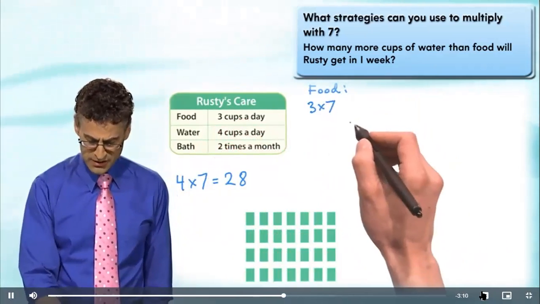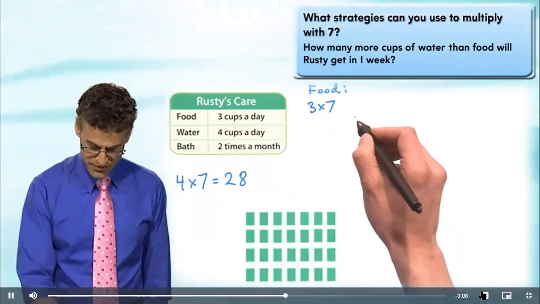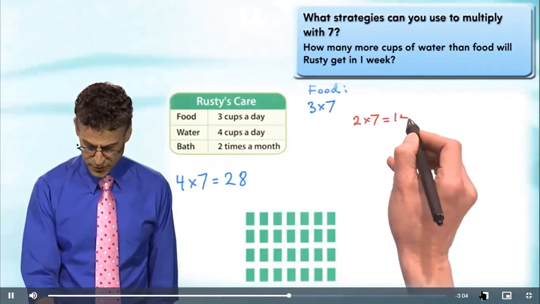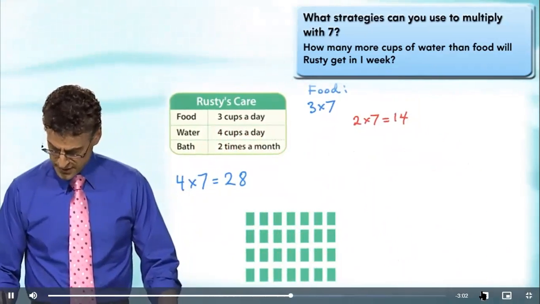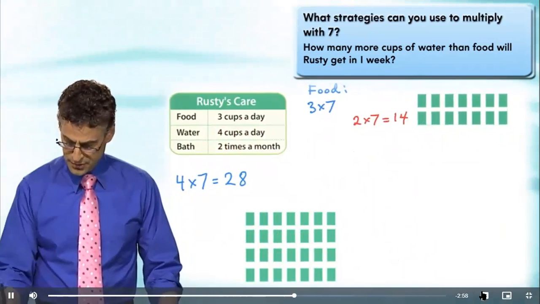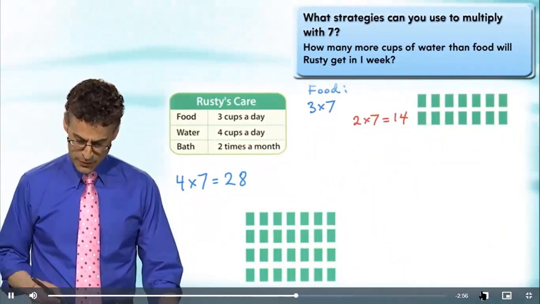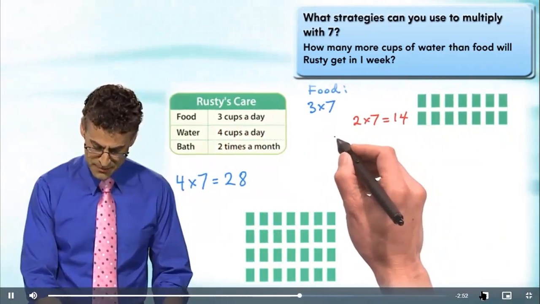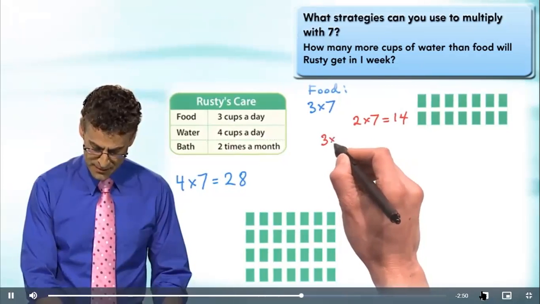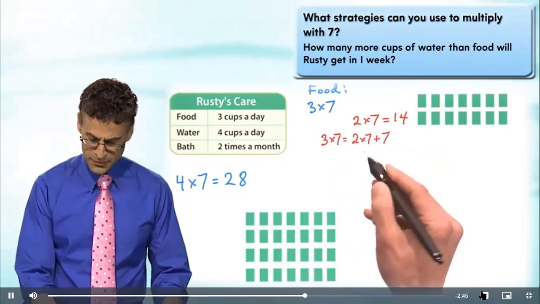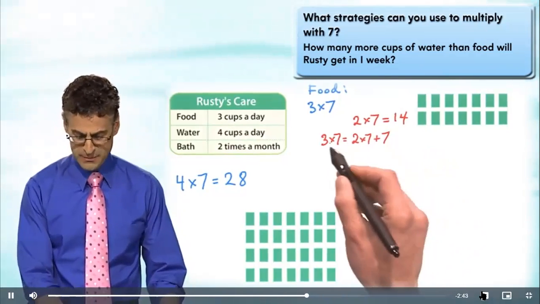And again, where should we start? Let's start with something that's easy. Let's start with just 2 times 7. So 2 times 7, that we know equals 14. And we can model that if we want with just 14, 2 groups of 7. And then if we want to now throw in another group, so add another group of 7, that's going to be 3 times 7. That's going to equal 2 times 7 plus another group of 7. If we have 2 7s and we add another 7, that's going to be 3 times 7.